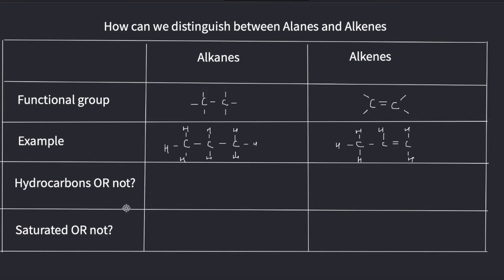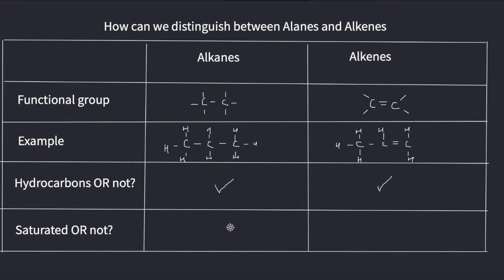Now, the next one says, is it a hydrocarbon? Now, we know a hydrocarbon is a compound that contains hydrogen and carbon atoms only. So that's only hydrogen and carbon atoms. So yes, this is a hydrocarbon. How about the alkene? Yes, you don't find any other atoms. So it's only carbon and hydrogen. So that's true.